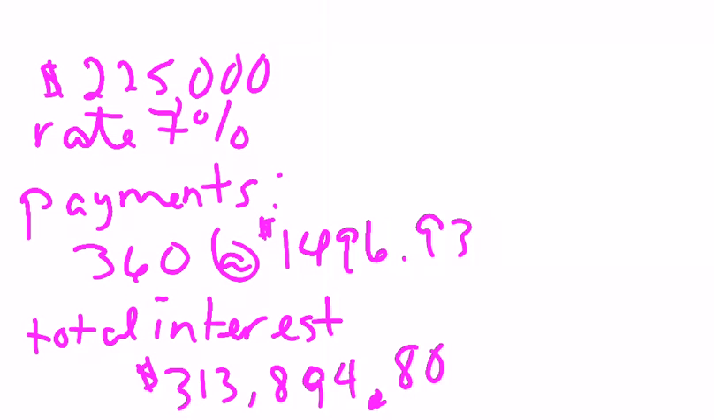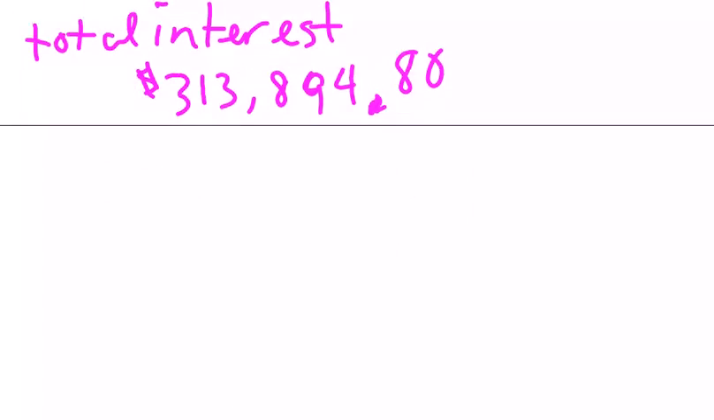Now, what does total interest mean? That's how much interest that was paid over that 30 years. So that's how much you paid just in interest with that interest rate. So then they ask you a couple questions about this information.